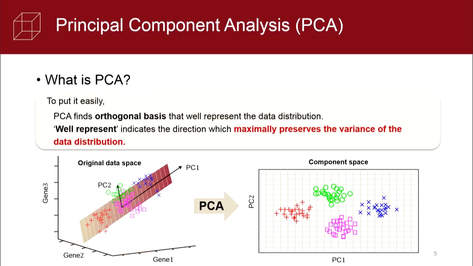So the alternative expression for the formal definition of principal component analysis is that in PCA, we try to find the orthogonal basis that well represents the data distribution. Well represents means the directions which maximally preserve the variance of the data distribution, as we see in this slide.